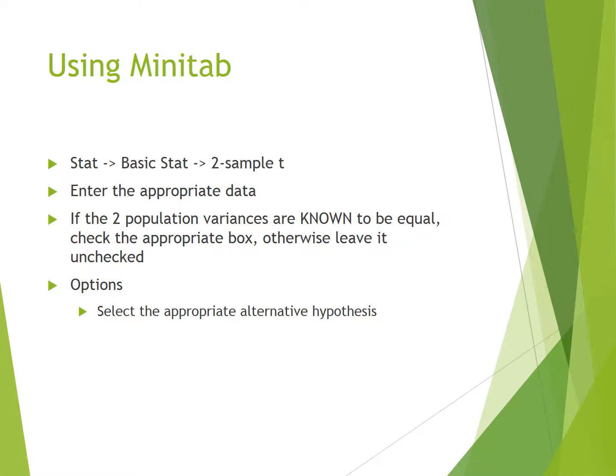Basic stat, two-sample t. You enter in the appropriate data. If the two population variances are known to be equal to each other, then you check the appropriate box, otherwise you leave it unchecked. And then you select the appropriate alternative hypothesis, either greater than or less than. So we're saying mu1 is greater than mu2, mu1 is less than mu2, or mu1 is not equal to mu2. And the null hypothesis will always be mu1 equals mu2.